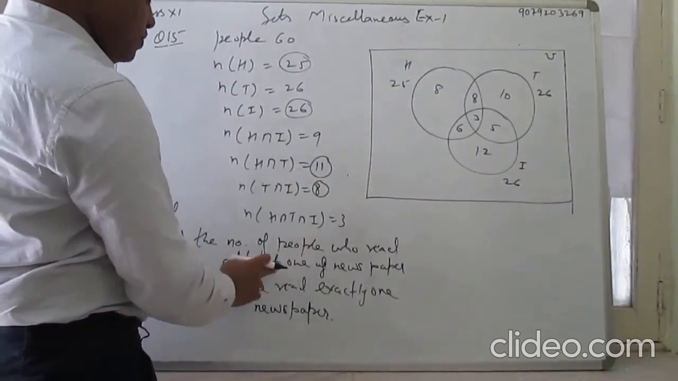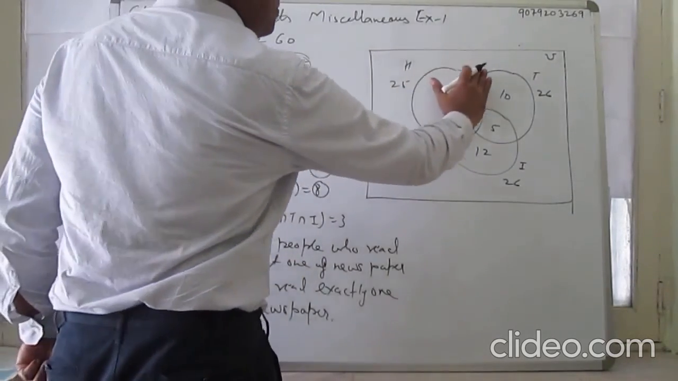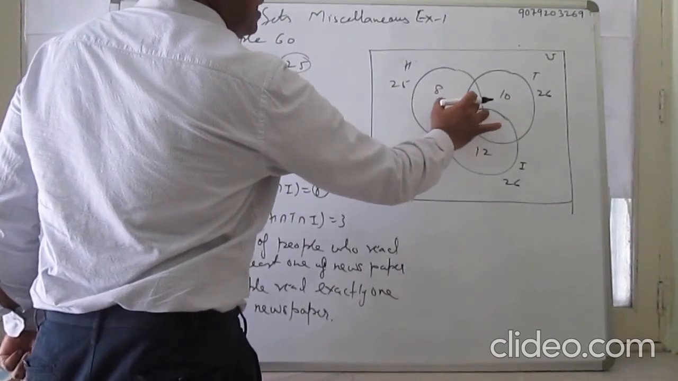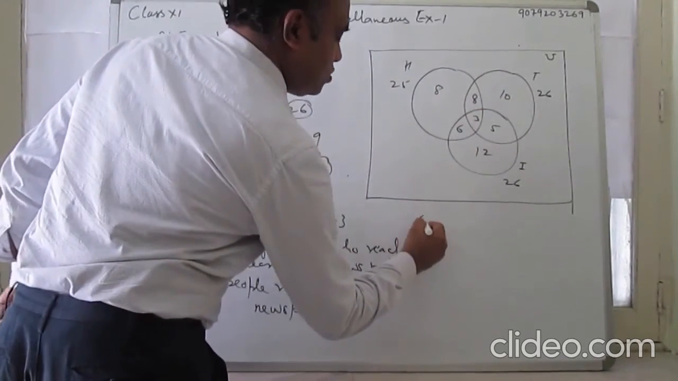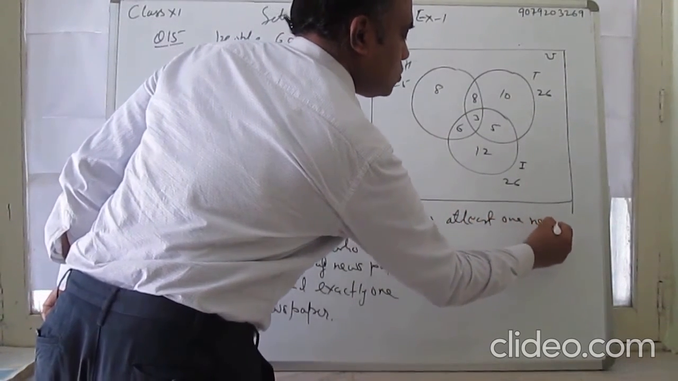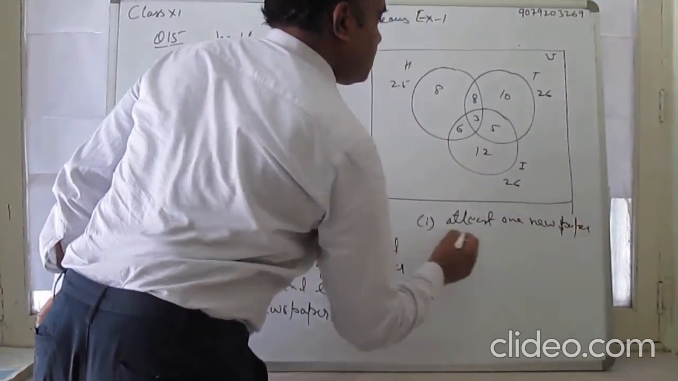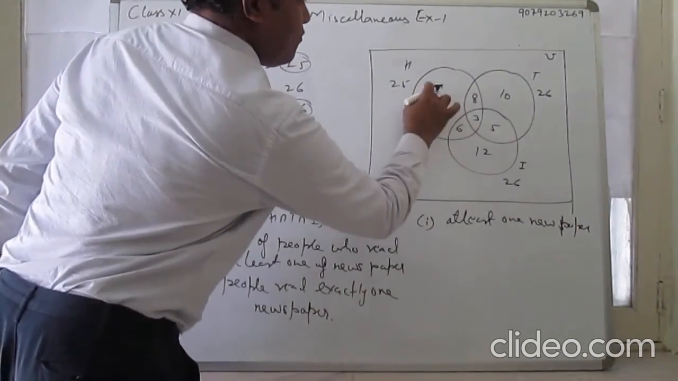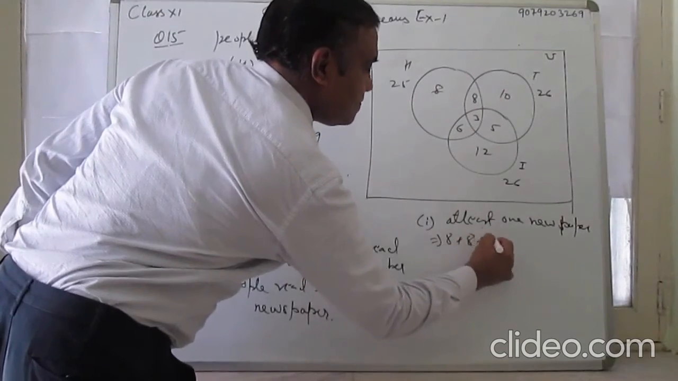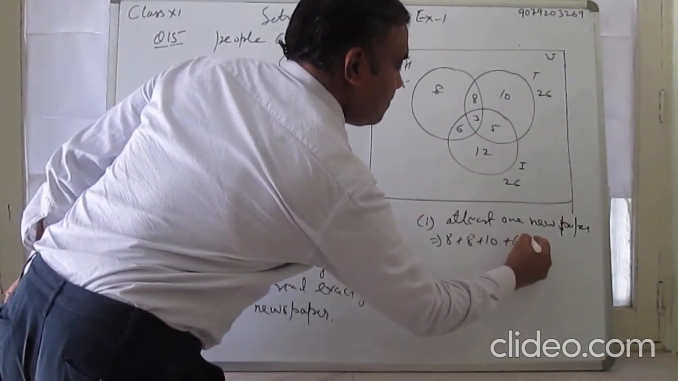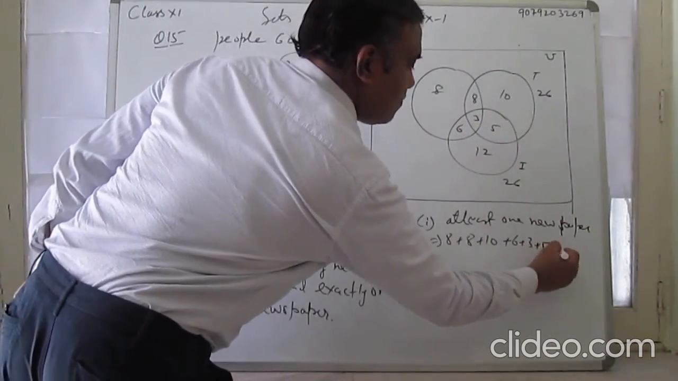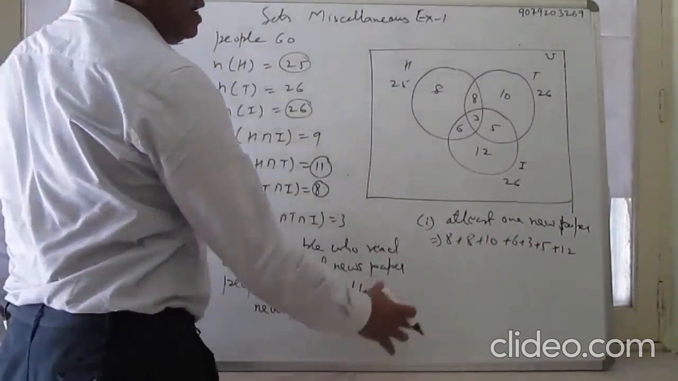Now see here, the number of people who read at least one newspaper. At least one newspaper means you have to add all these. ये H वाला TV पढ़ रहा है, कम से कम एक पढ़ना है. So at least one newspaper. Add it here. Add from here: 8 plus 8 plus 10, 6 plus 3 plus 5, 6 plus 3 plus 5 plus 12. So this is the answer of at least one newspaper.